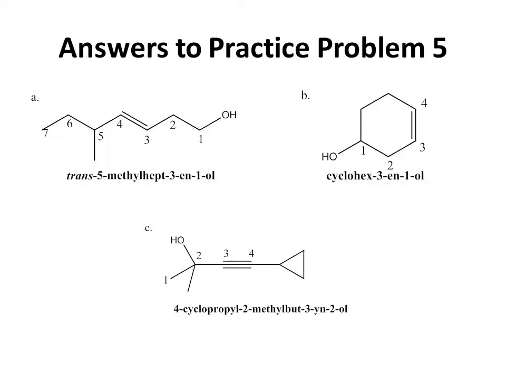In part C, we have an alkyne and an alcohol. Lowest possible number for the alcohol would be position 2, and the number for the carbon-carbon triple bond would be position 3. There's another ring attached to this chain. It's a small ring, a cyclopropyl group, and that's at position 4. So the name for this compound would be 4-cyclopropyl-2-methyl, there's a methyl group at position 2, but for the length of the carbon chain, 3-yn-2-ol. 4-cyclopropyl-2-methylbut-3-yn-2-ol.